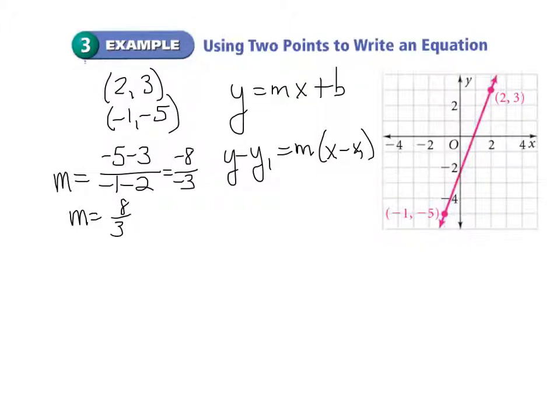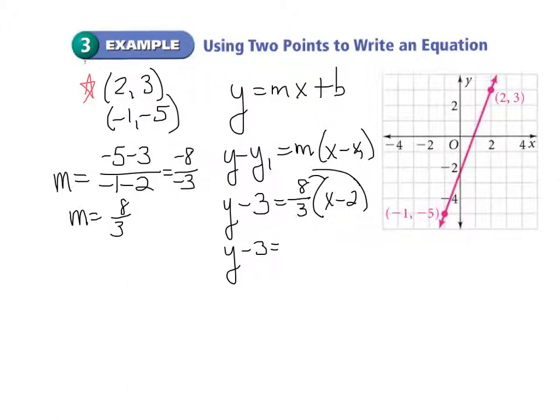I then pick a point. I don't care which one you pick. I'm going to pick 2, 3. It looks easier. So y minus 3 equals my slope, which is 8/3, times x minus 2. Now, if I asked for point-slope form, you would be done. But I'm now going to distribute. That gives me y minus 3 equals 8/3 x minus 16/3. Or you could write it as 5 1/3.